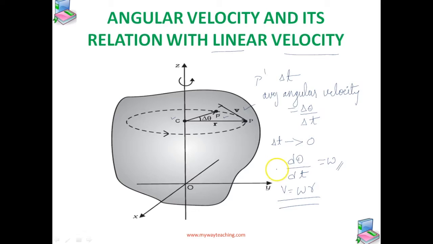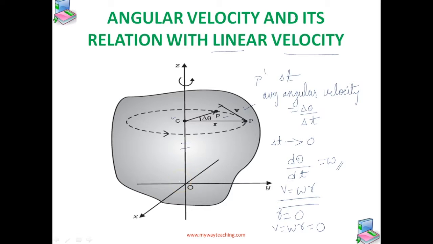For the particles which lie exactly on this axis of rotation, r will be equal to 0, and in that particular case v is equal to w into r will also be equal to 0. So the particles which lie on this axis are stationary. This verifies that the axis is fixed.